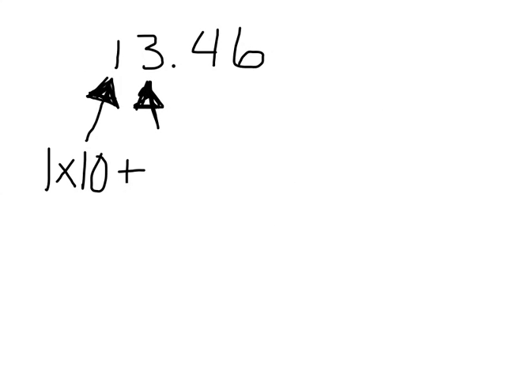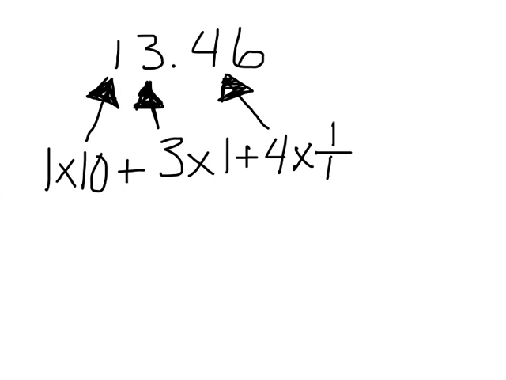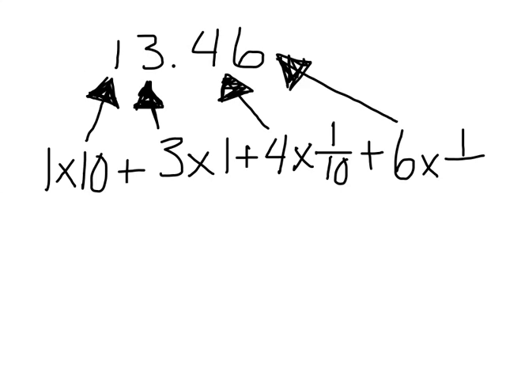How would I write 3 into my expanded form? I would write 3 times 1. 4 is in the tenths place. How would I write 4 into my expanded form? I would write 4 times 1/10. I love the way I see you getting this down on your paper. 6 is in the hundredths place. How would I write the 6 into expanded form? I would write it as 6 times 1 over 100.